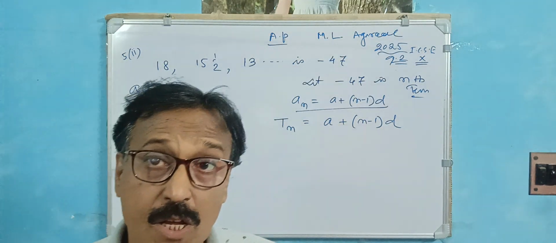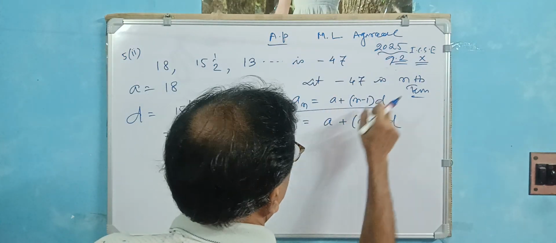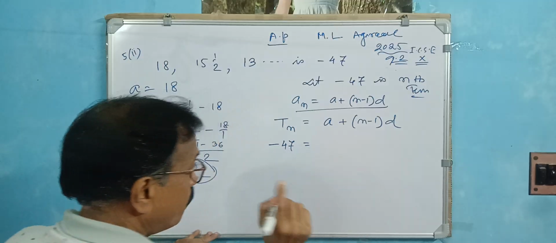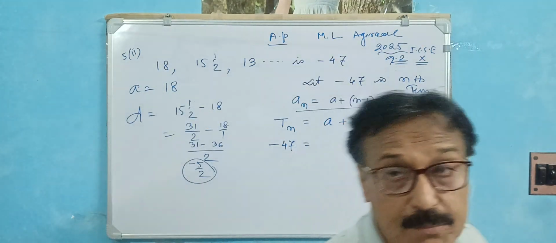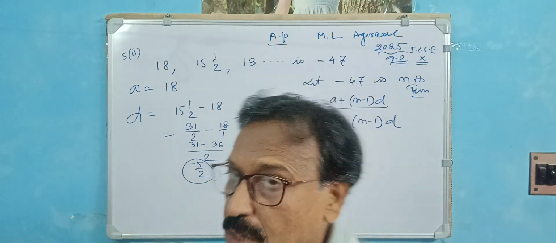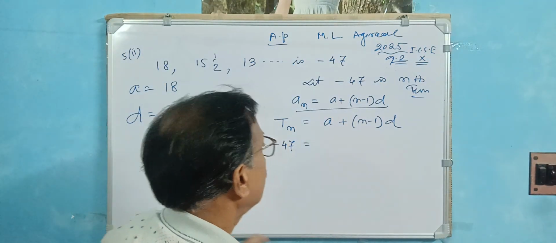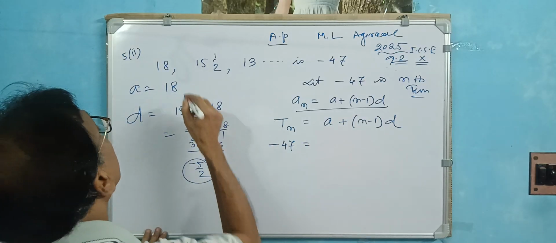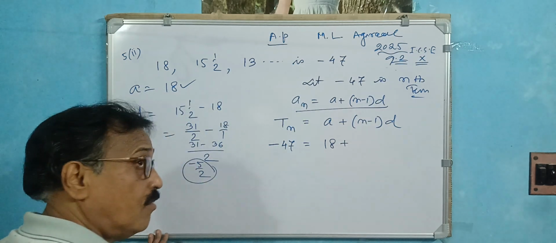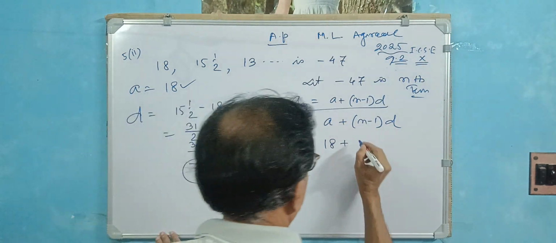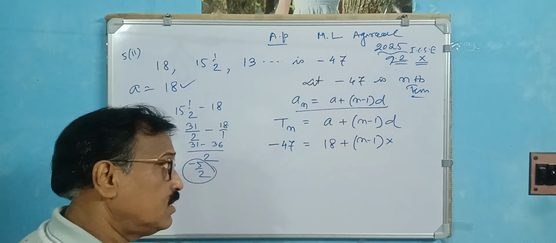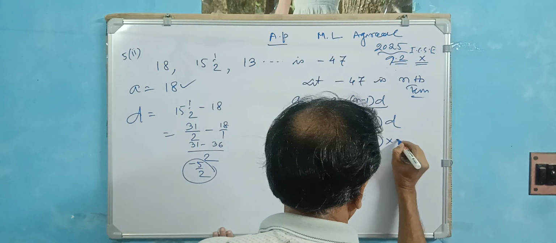Clear? So now you know the value of Tn is minus 47. You put this here. Just calculate. But remember, the calculation must be right. If the calculation is wrong, the answer will be wrong. So be very careful. What's the value of A? A is 18. Be careful going through the calculation. This is the n minus 1. And what's the value? Use the bracket also. This is a very important thing. Minus 5 by 2.